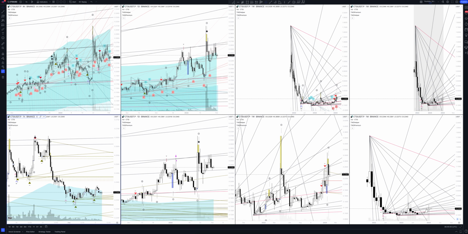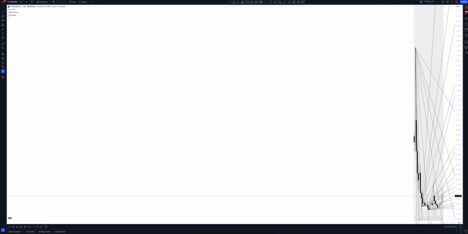Today we will take a look at Cartesi cryptocurrency. Let's analyze the market situation and find out how you can make money on it. Let's start. We always start our analysis from the global market.